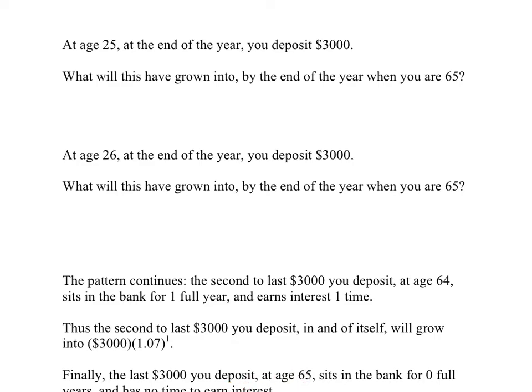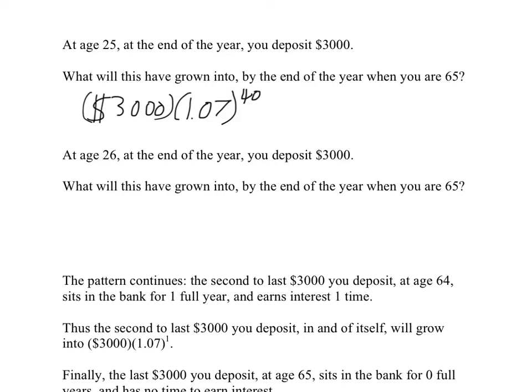So let's understand what the first couple of terms in this sum and the last couple of terms look like explicitly. When you're 25, the $3,000 that you deposit then is going to grow at 7% a year, that's the given information in the problem, 40 separate times. From the time that you're 25 at the end of the year until when you're 65 at the end of the year, 40 full years will have passed. That means 40 separate multiplications at the bank by 1.07.